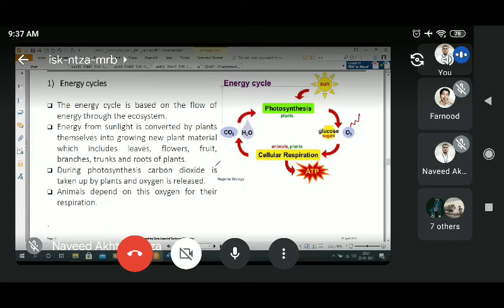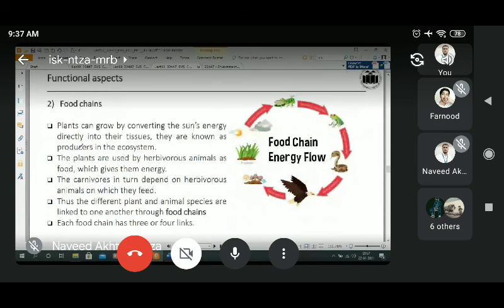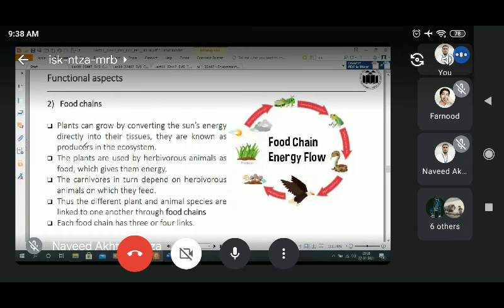So the energy cycle is based on the flow of energy through the ecosystem. Energy from sunlight is converted by plants into growing new plant material, and during photosynthesis, carbon dioxide is taken by plants and oxygen is released. Animals depend on this oxygen for their respiration, and the cycle continues. That is called the energy cycle. So this comes into the functional aspect.